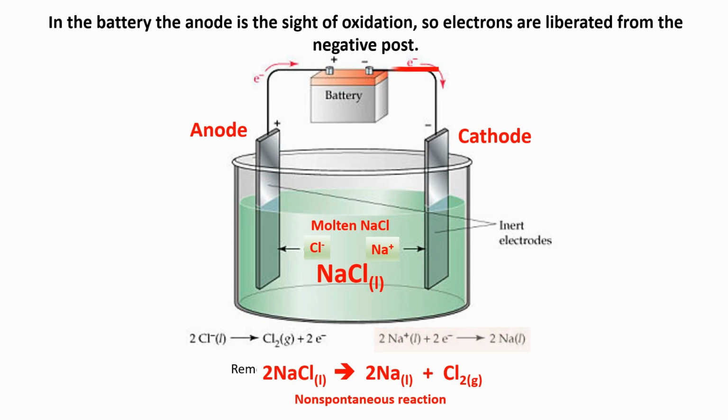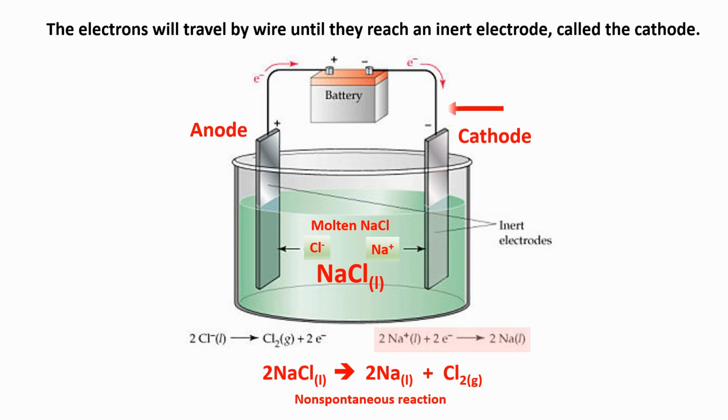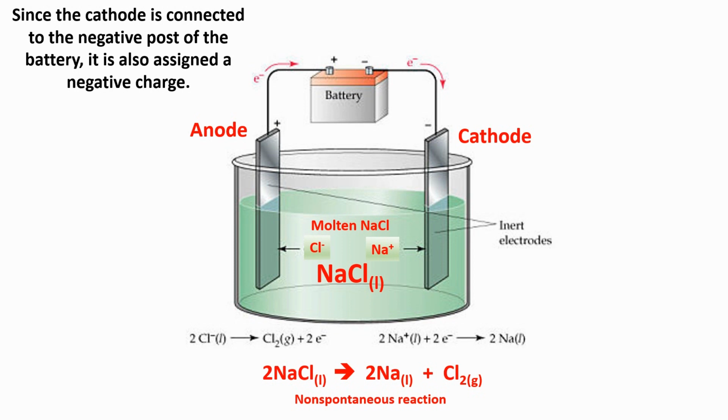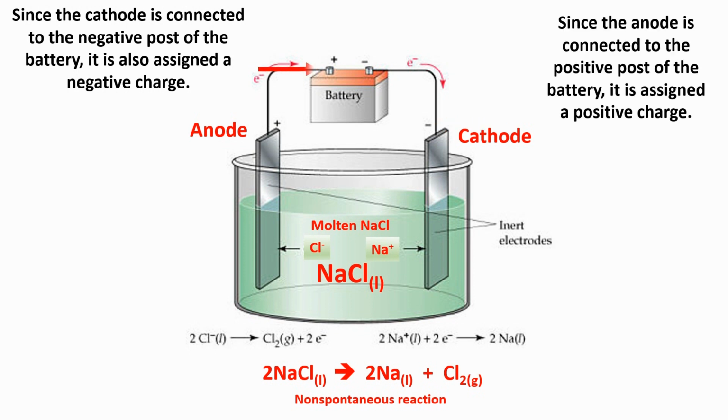In the battery, the anode is the site of oxidation, so electrons are liberated from the negative post. The electrons will travel by wire until they reach an electrode called the cathode. Since the cathode is connected to the negative pole of the battery, it is also assigned a negative charge. And since the anode is connected to the positive pole of the battery, it is assigned a positive charge.